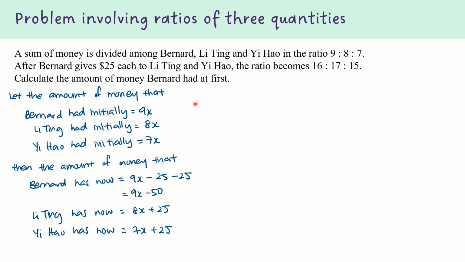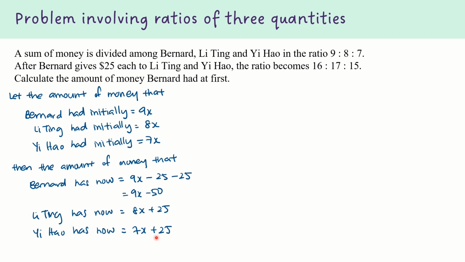Now that we have sorted this out, how then do we go about solving the question to find out the amount of money that Bernard had? Observe that we have not yet made use of the ratio of 16:17:15. So we know that this ratio will follow for these amounts over here, whereby Bernard has 16 units, Li Ting has 17 units, and Yi Hao has 15 units. However, we are not able to have a 3 quantity fraction, although we can have a 3 quantity ratio.